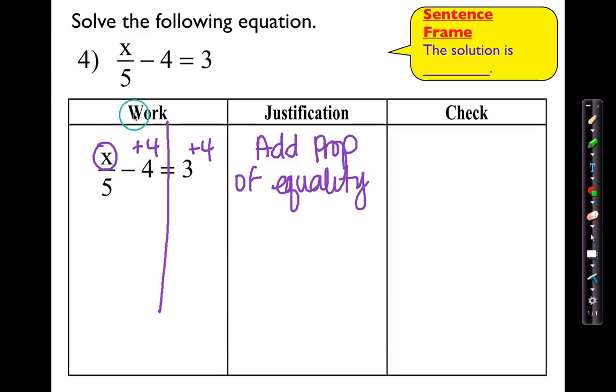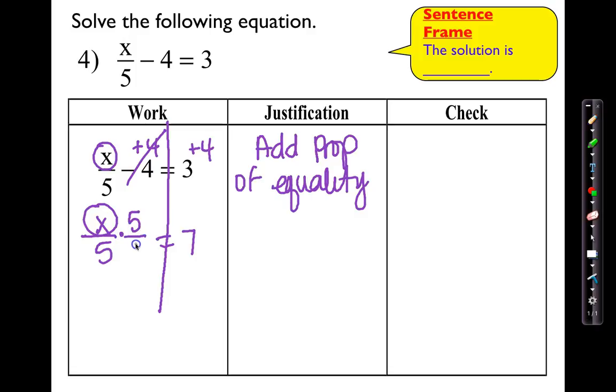Okay, so let's see what we have. We're going to have x over 5. Negative 4 plus 4 is 0. That was utilizing the additive inverse property. And here 3 plus 4 is 7. Okay, so my variable is not isolated yet. So again, I need to see what relationship it has with the number. So this is x over 5, but I highly suggest you read it as x divided by 5. Why? Because then you can understand if it's being divided by 5 and I want to get rid of it, I need to do the inverse. The inverse of dividing by 5 would be to multiply by 5.